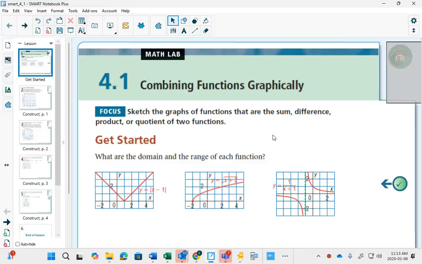One is a math lab, but we are going to do it together. So as a warm-up, can you write domain and range for each of these three graphs? I'll put the answers up in a second. Pausing.